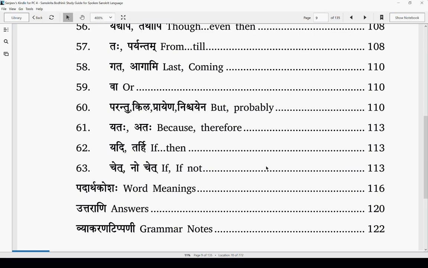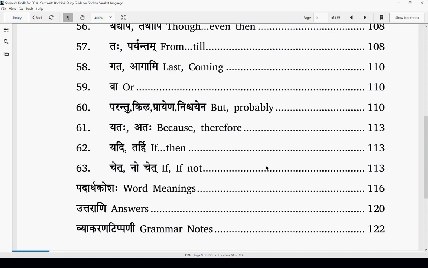Then yataha, ataha: because, therefore. Yataha udaharanam kim bhavati. Ataha is easy, right? Yataha udaharanam is like you can use anything, because like aham khadami yataha mama bubuksha asti. Ataha mama bubuksha asti ataha aham khadami. Like that. Either way you can use it.